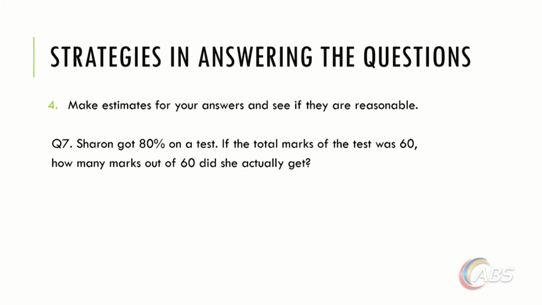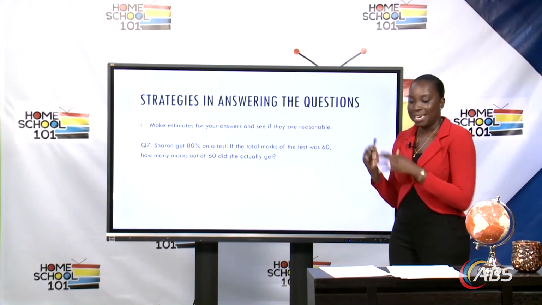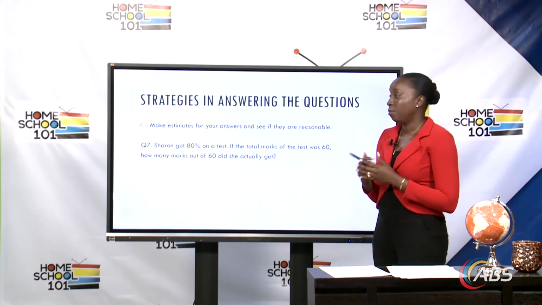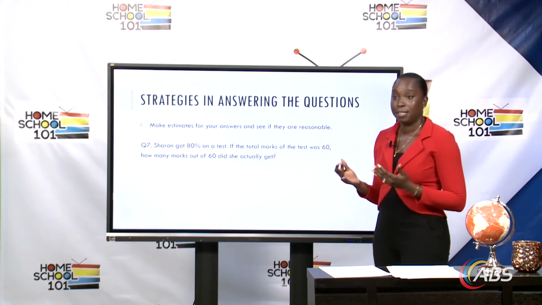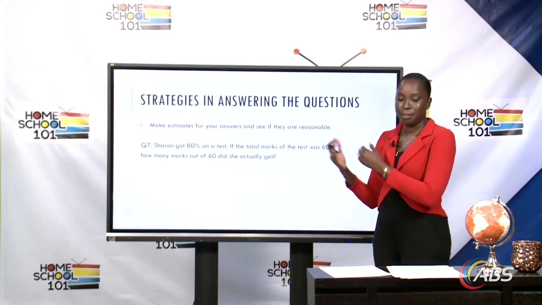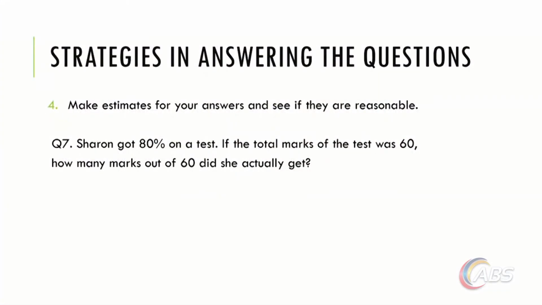The other strategy is to make estimates for your answers and see if they are reasonable. For example, if you're asked to answer 50 times 9 is equal to some number, you would expect that the answer is a number close to 500, because when we have 50 and 9, if we round that to the nearest tens, 9 is 10, and 50 times 10 is 500. So we know that if when we work out the problem, we end up with something like 5,000, that's just way off, okay?